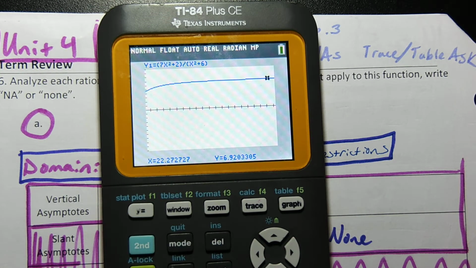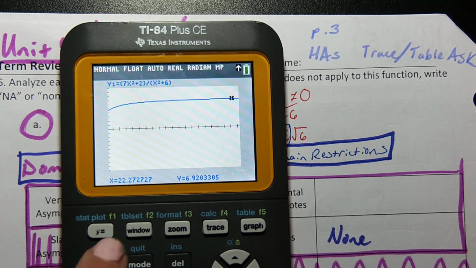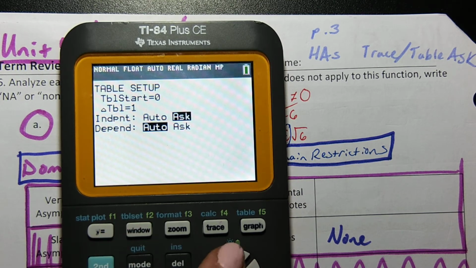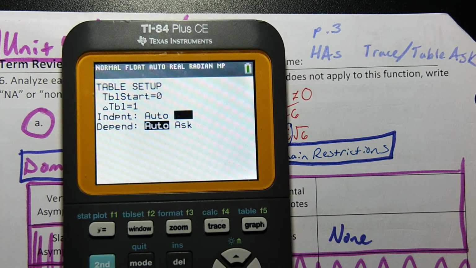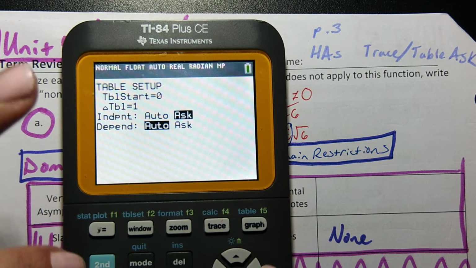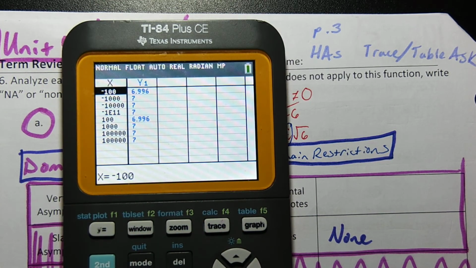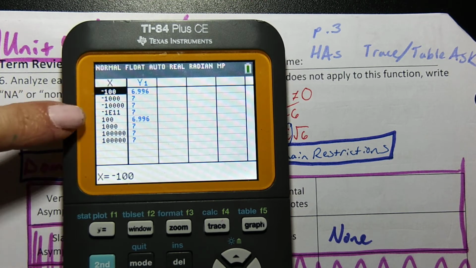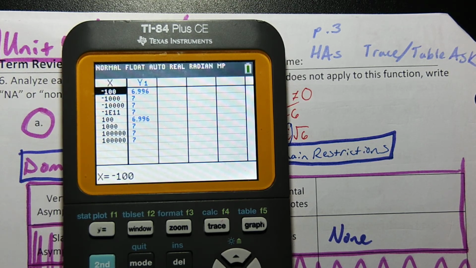But this is why the table ask is a little bit better. I'm going to go through the steps briefly, but you will find them on page 3 in the notes. Second window takes you to your table settings. You will want just the independent to be set to ask. And then you get to type in your own values, and what we want to do to figure out roughly what the end behavior or horizontal asymptote is doing is plugging in very, very large negative values and very, very large positive values to figure out about where we are leveling off. Where does it look like we have a horizontal asymptote?